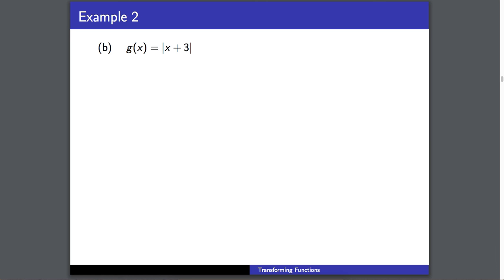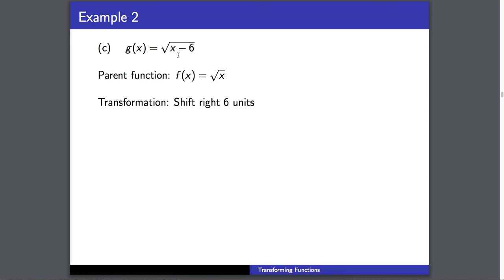Part B, absolute value of x plus 3. Our absolute value of x is our parent function. The plus is inside, so it's going to move the graph to the left 3 units. And part C, g of x is the square root of x minus 6. This time we have the square root function as our parent function, and a minus 6 inside means we're shifting our graph to the right 6 units.